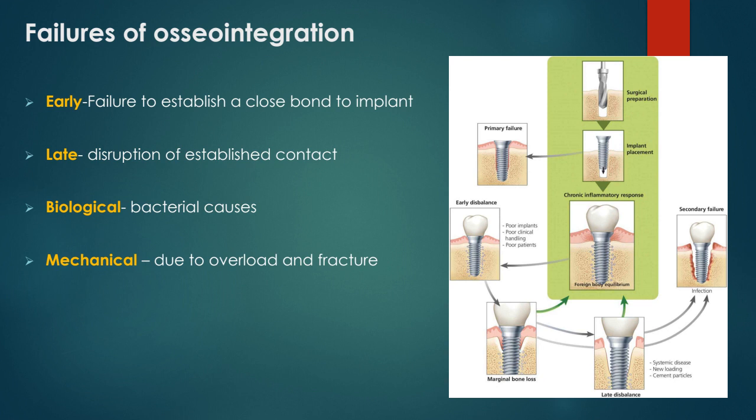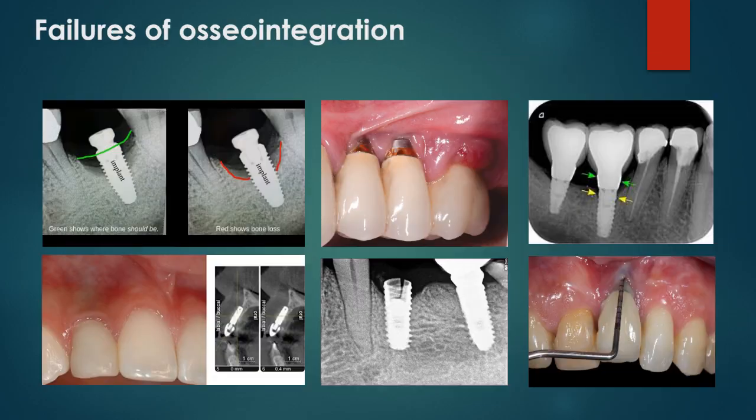Here are samples where we can see failure of osseointegration, cupping of the implant, and presence of disease. In this picture we can see a fracture of the implant. Here the implant is placed too buccally. In this image, at the top and in the middle, you can see that these implants do not have sufficient keratinized tissue and there's a presence of an aberrant frenum.